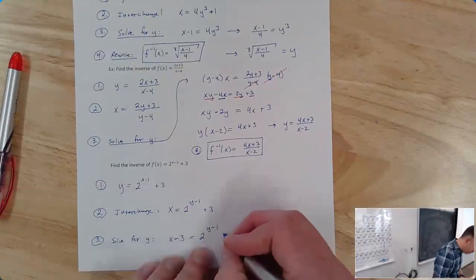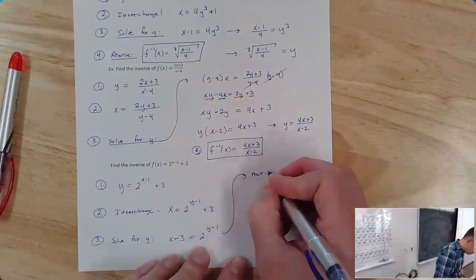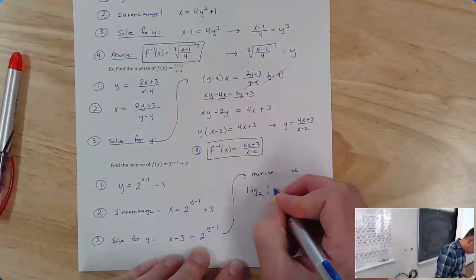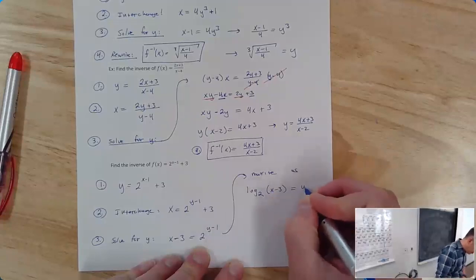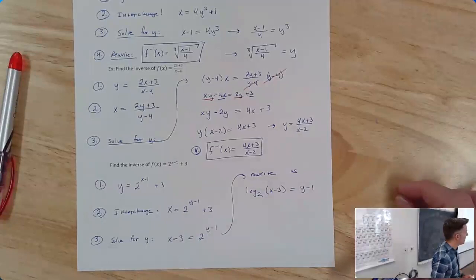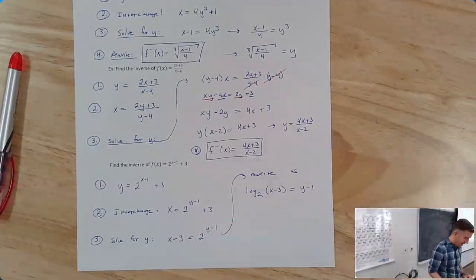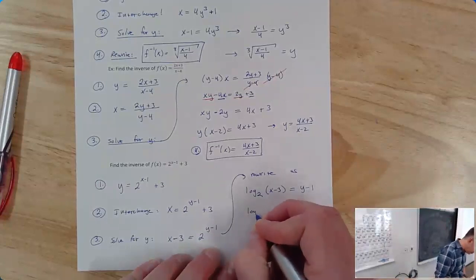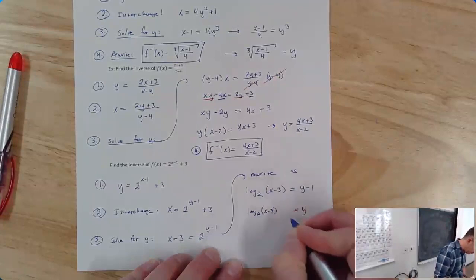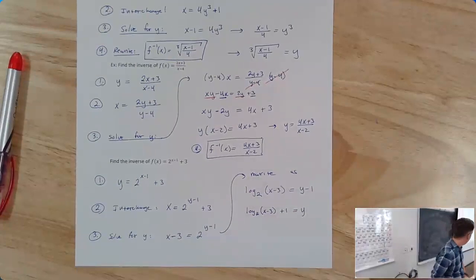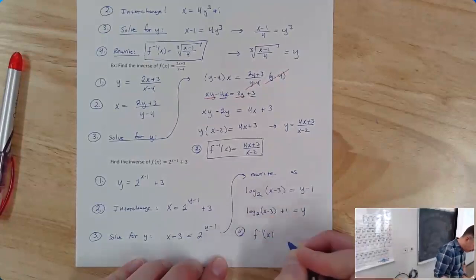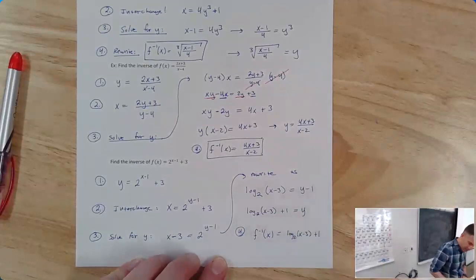So I'm going to rewrite this as log base 2 of x minus 3 equal to y minus 1. I feel like that's a nicer thing to do. And then finally, we got to add 1 to both sides. So y is equal to log base 2 of x minus 3 plus 1. And that is our inverse function. So our f inverse here of x would be log base 2 of x minus 3 plus 1.